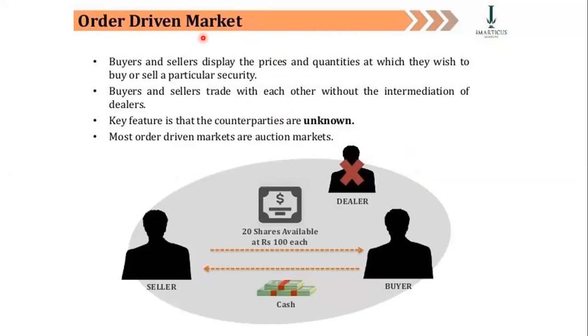Order-driven markets mean where the buyer and seller, right? The buyer, the people who are willing to buy some securities, it may be in the form of investor, and sellers of the securities or stocks or any other form of financial assets. So buyer and sellers display their prices and quantities. Very important, the price and quantities at which they wish to buy or sell a particular security.